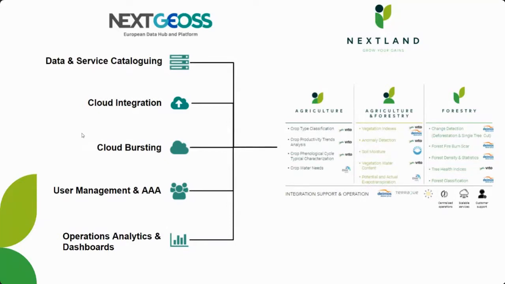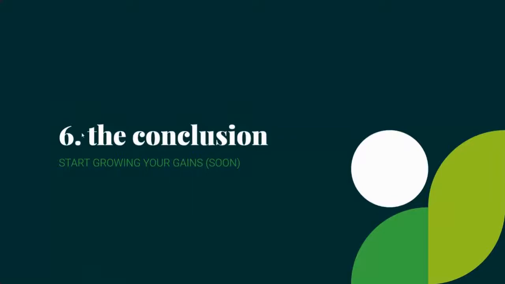That is one of the service integration environments that are available to the NextLand services. They can bring their own infrastructure, but if they don't have it or they want to scale into others, they can rely on the service integration environment led by Terra2. That is the same one that is being used in NextGEOSS. The user management is responsible for all authentication, authorization, and accounting activities within NextLand, and the operational analytics and dashboards that were developed in NextGEOSS are now being integrated and will be used to monitor the performance of the different services.